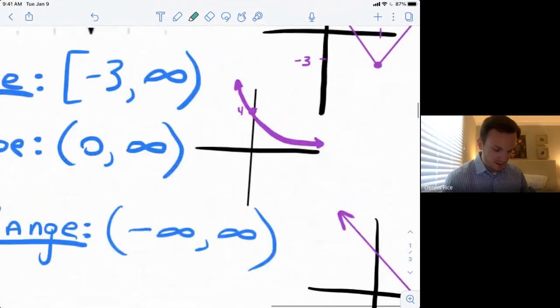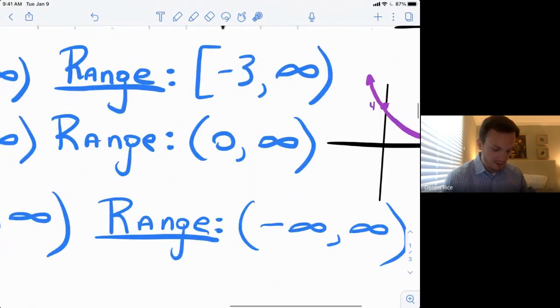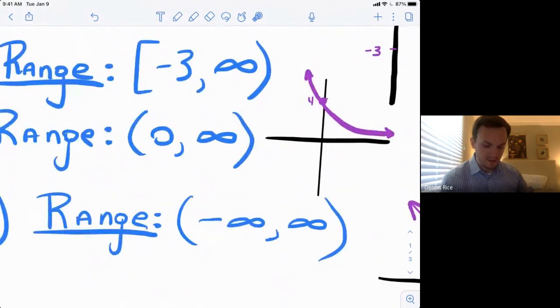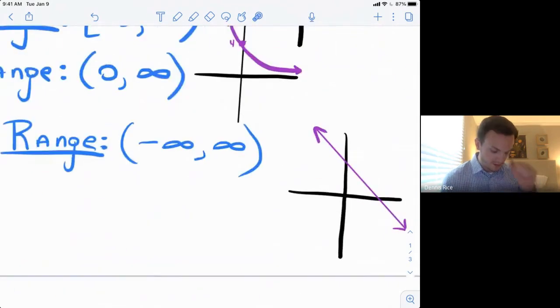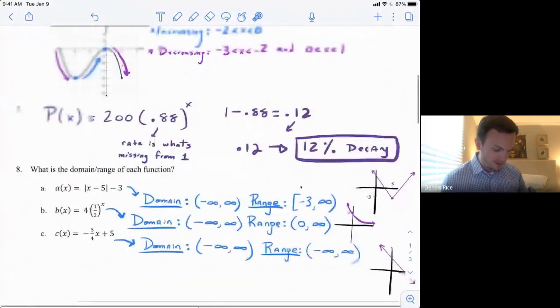Exponential, once again, the x values are all good here. Left to right, that's going to go on forever. The range, once again, has a min cutoff: it doesn't quite touch 0, but it hovers above it. So that's why we're using the parentheses. And then we had a line for the third one. The line is just going to go on forever in all directions, negative to positive infinity for both.